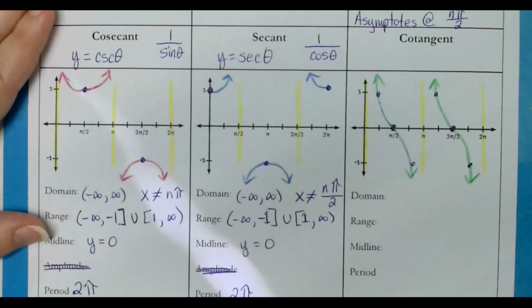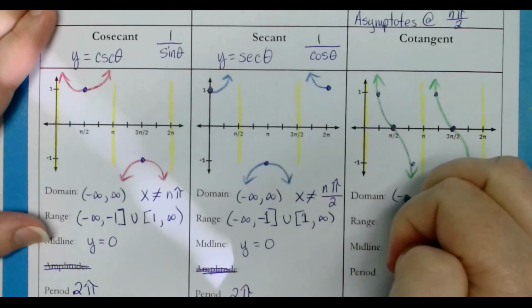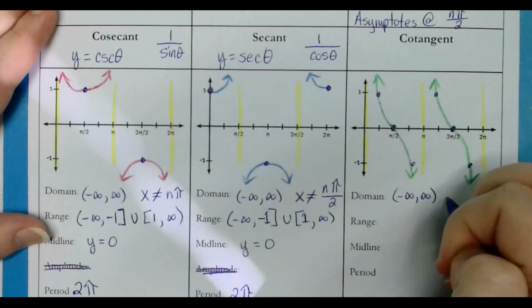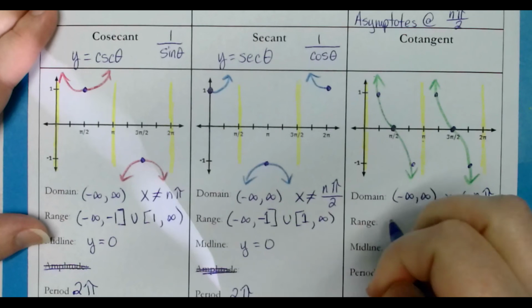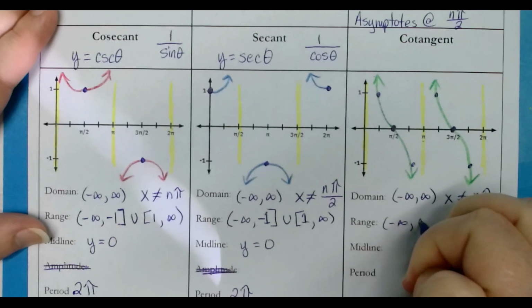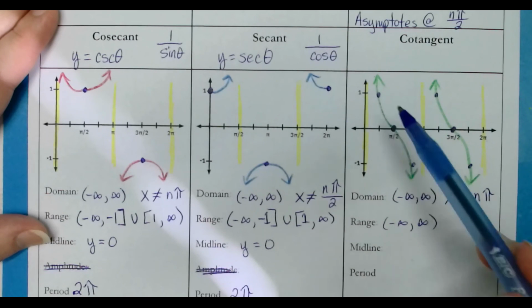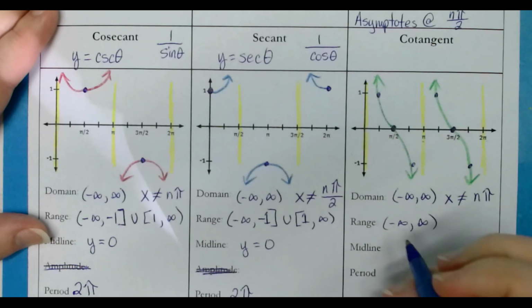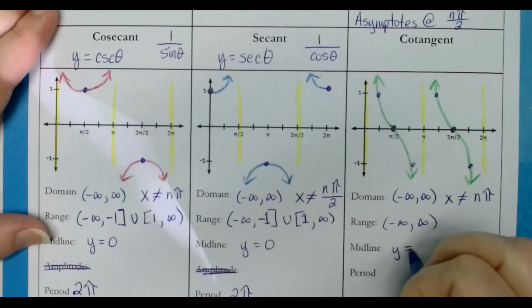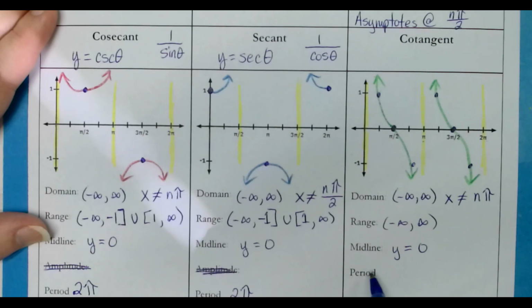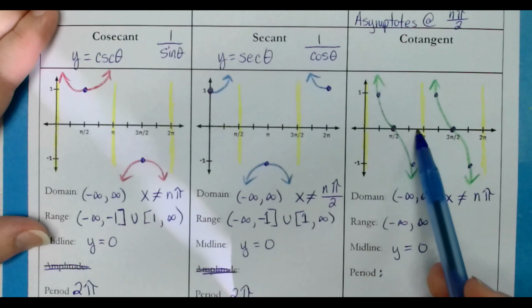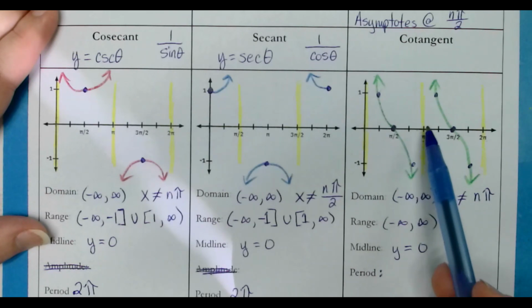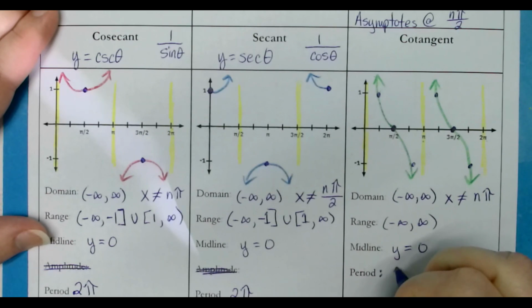So my domain is from negative infinity to infinity. Only x cannot equal what? All the pi's. So n times pi. My range is just negative infinity to positive infinity, because I have the arrows going both to the top and to the bottom. Our midline is at 0. Notice I didn't even put amplitude in here. And the period, notice it repeats. So I've got one wave right here between 0 and pi, and then it repeats. So my period is just pi.